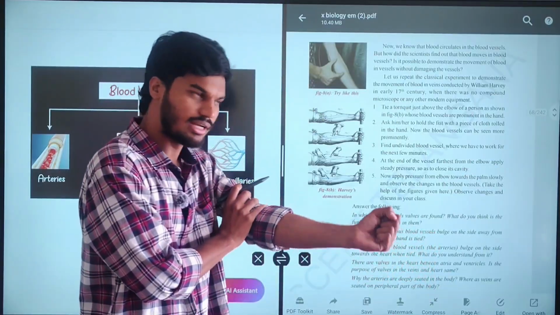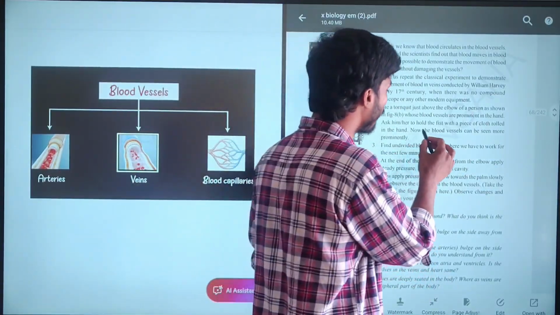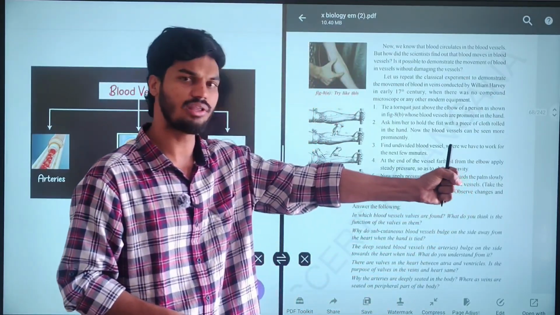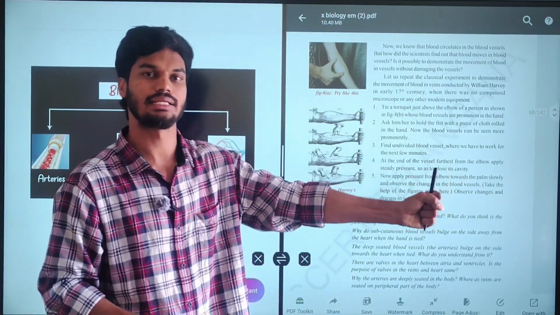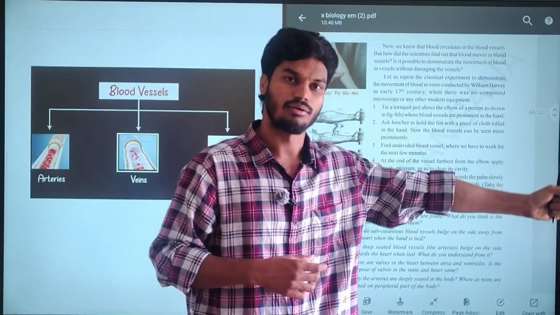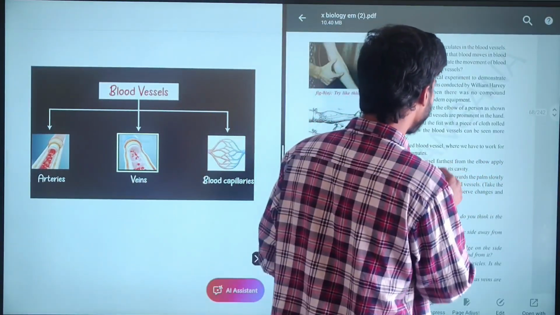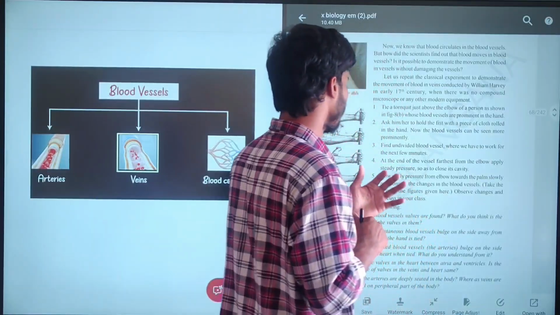First, you have to tie the thread. Then you can ask him or her to hold the fish with a piece of cloth or rolled in the hand. After that, you have to try to hold the fish tightly with the object, placing that object on the rod that you are having. Then find out the undivided blood vessels.